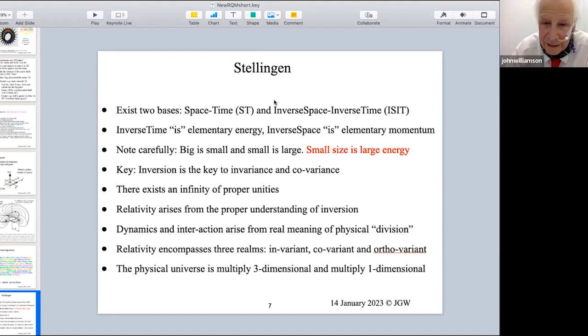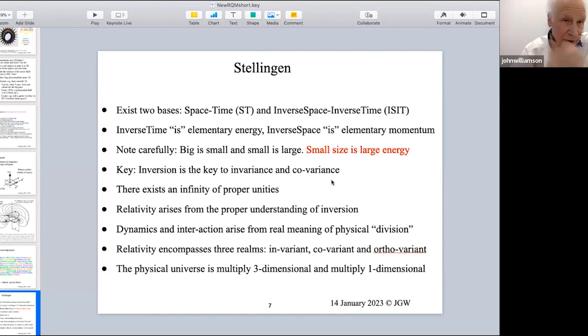Now, what about dynamics? Dynamics and interaction actually arise from the real meaning of what we call division in reality. Everybody knows how to do division. You know how to divide 12 by 3 and get 4 in terms of numbers. But I'm not talking about that kind of division. I'm talking about dividing one physical quantity by another.